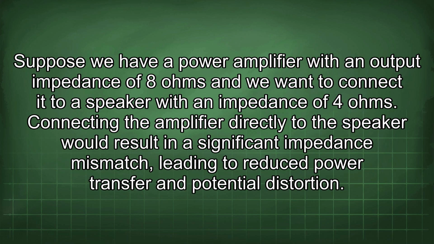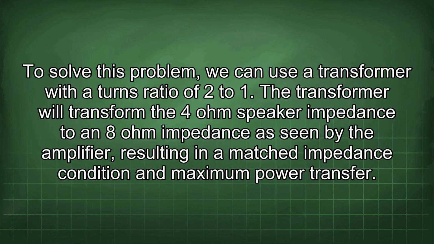Suppose we have a power amplifier with an output impedance of 8 ohms and we want to connect it to a speaker with an impedance of 4 ohms. Connecting the amplifier directly to the speaker would result in a significant impedance mismatch, leading to reduced power transfer and potential distortion. To solve this problem, we can use a transformer with a turns ratio of 2:1. The transformer will transform the 4 ohm speaker impedance to an 8 ohm impedance as seen by the amplifier, resulting in a matched impedance condition and maximum power transfer.